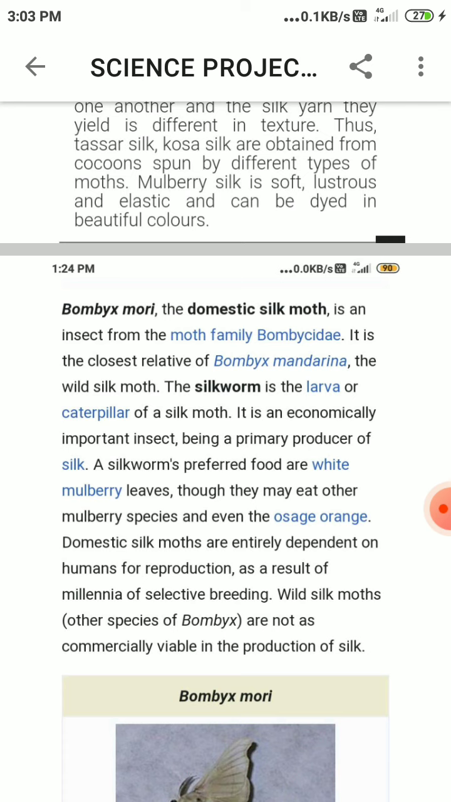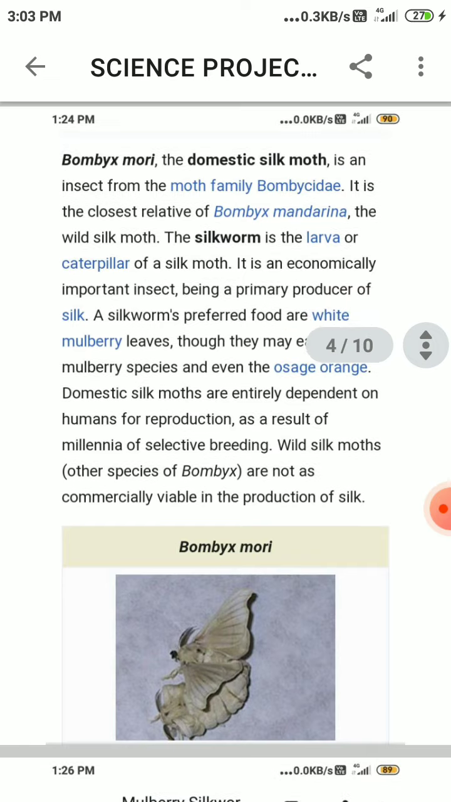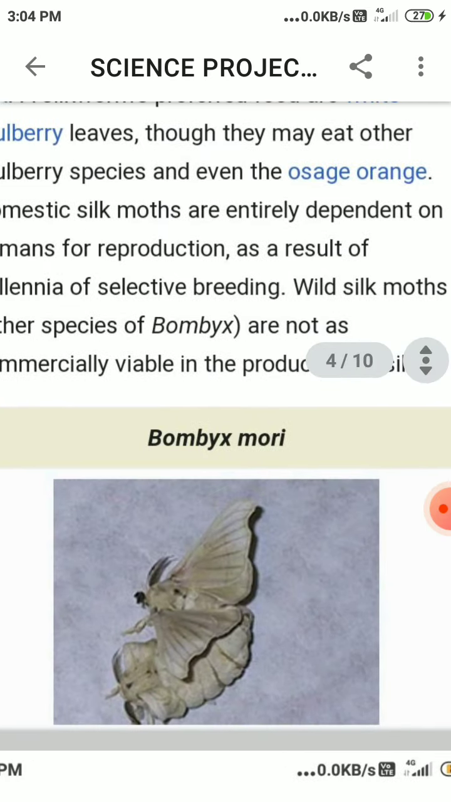A silkworm's preferred food is the white mulberry leaves, though they may eat other mulberry species and even the Osage orange. Domestic silk moths are entirely dependent on humans for reproduction, as a result of selective breeding, while wild silk moths, other species of Bombyx, are not as commonly used in the production of silk. This is a silk Bombyx mori.